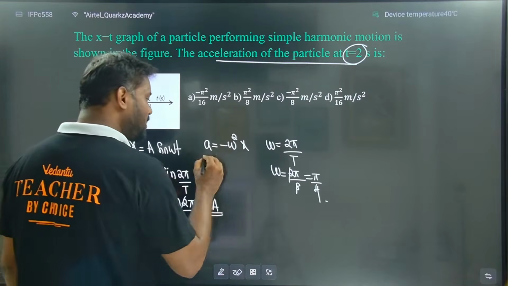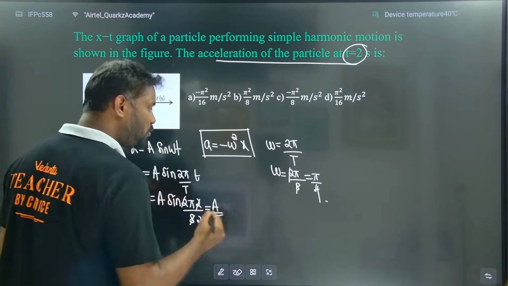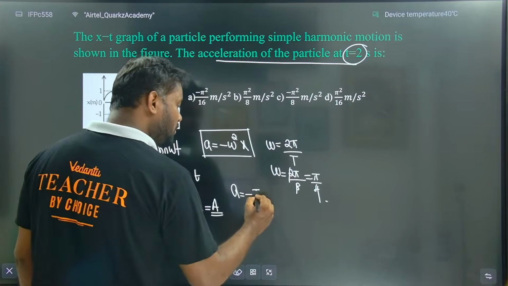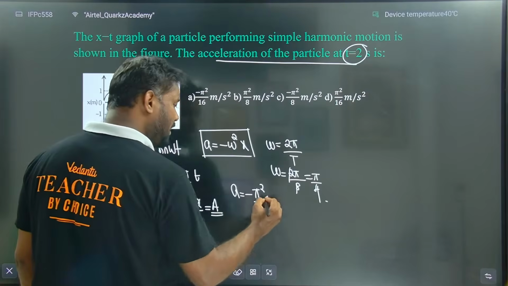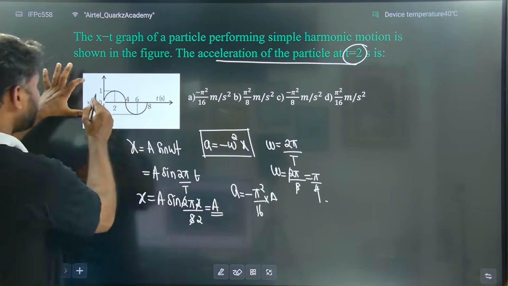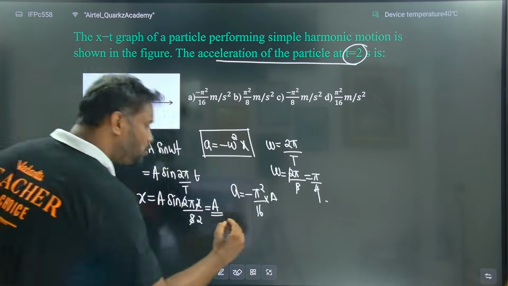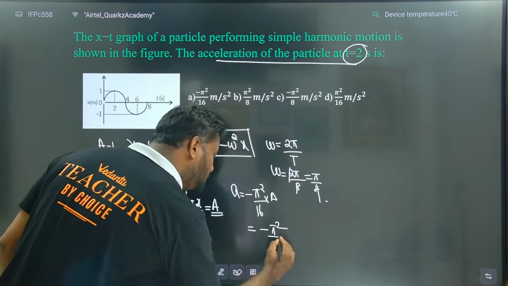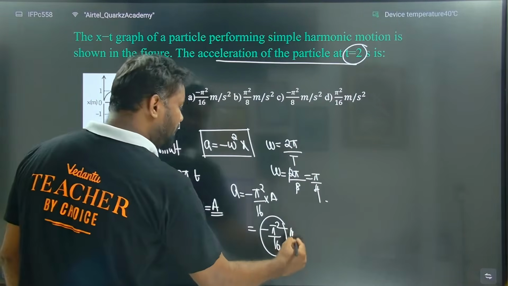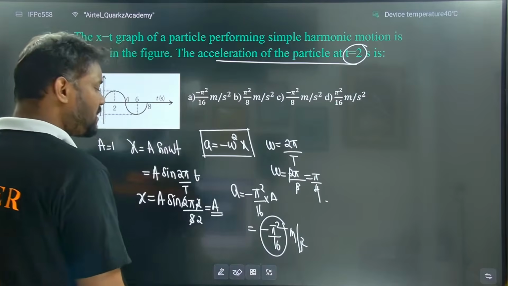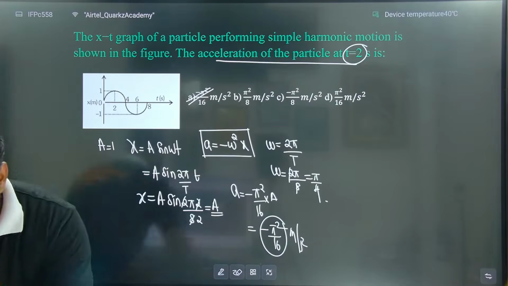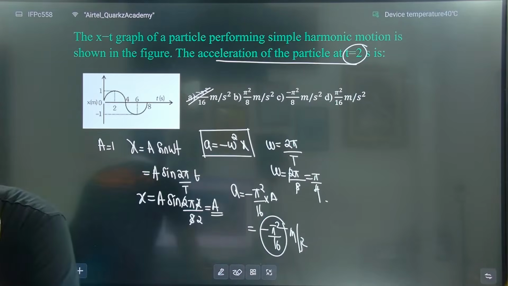So enna kedachirum, acceleration la substitute pandren. a is equal to minus omega square x. Omega oda value ennathu? Pi square by 16, into displacement. Amplitude oda value enna solliddaanga? The amplitude value is 1. So if we substitute here, what will you get? Minus pi square divided by 16 is the answer, in meter per second square. Clear? Everyone understood, right?